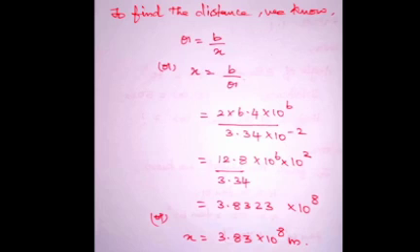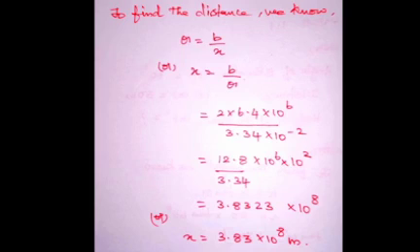Next we find the distance. To find the distance, we know the formula theta equal to b by x. Since we need x, we rearrange the formula. Therefore x equal to b by theta. Now b is called the basis. Actually they gave the radius, so twice the radius is the diameter. So I am going to multiply by 2.